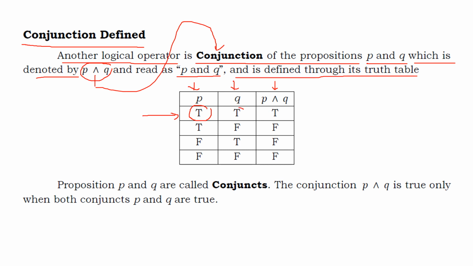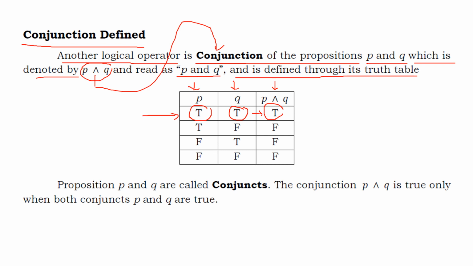Same thing with the truth value of the proposition Q. Now, what will be the resulting truth value if we are using conjunction? Again, if both the truth values for your propositions P and Q are true, then the truth value of the conjunction of P and Q is equal to true, because the conjunction P and Q is true only when both conjuncts P and Q are true.